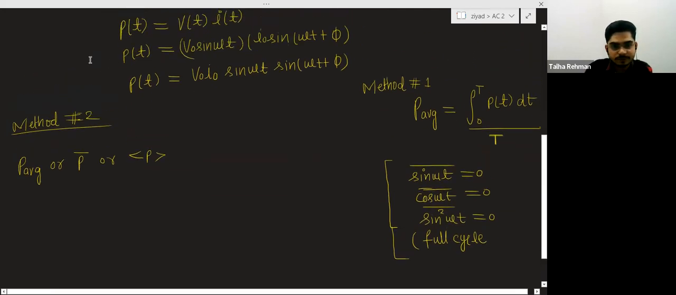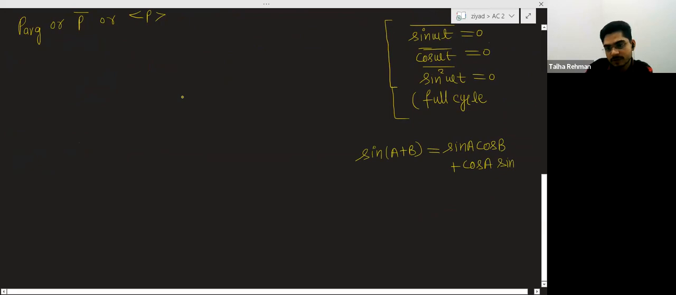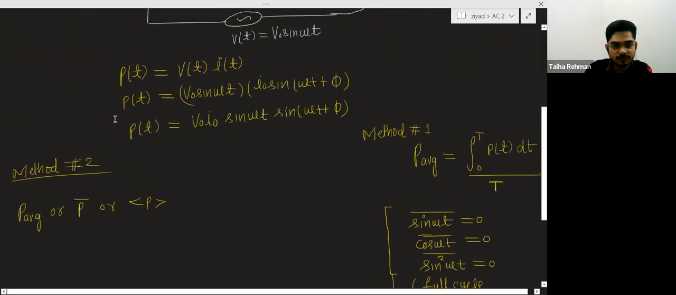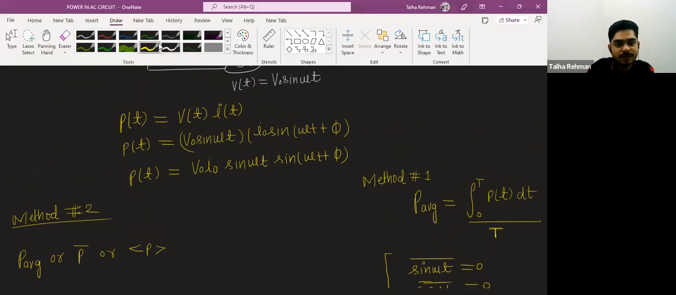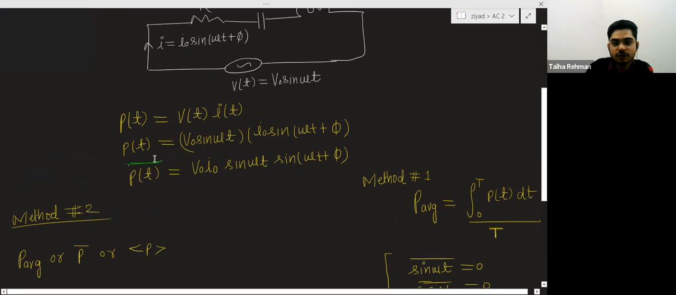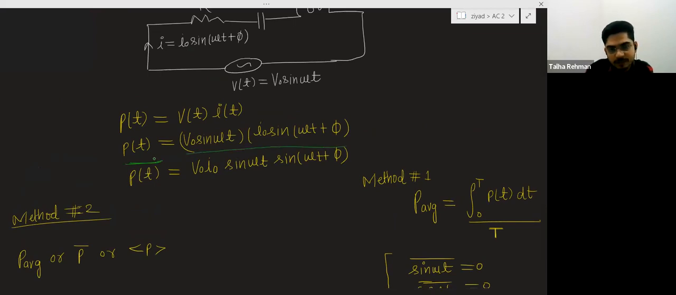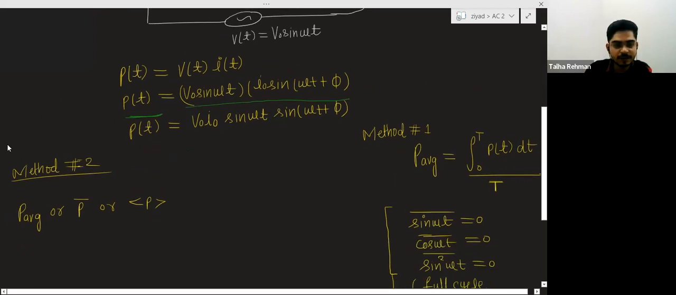And there is one more formula that will be required, that is sin(A plus B) can be written as sin A cos B plus cos A sin B. Now what I am doing is calculating the average power. So this is P(t), and this is the average of this. So this will become the whole average.